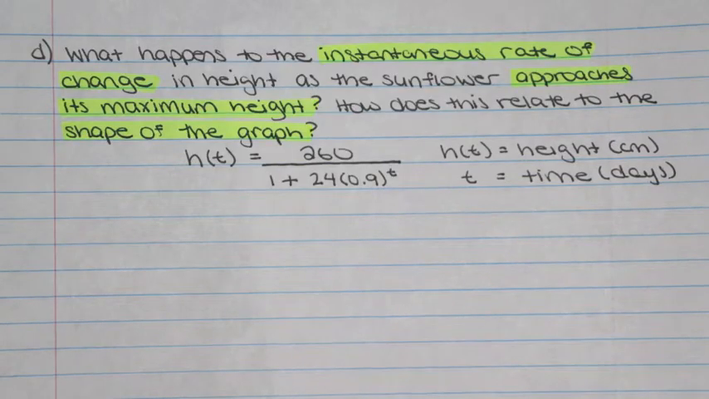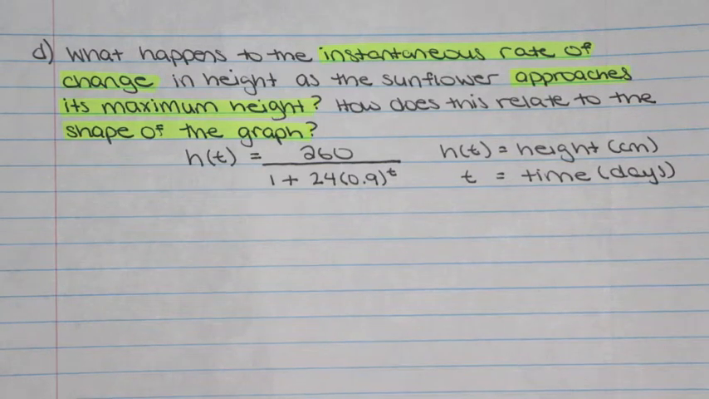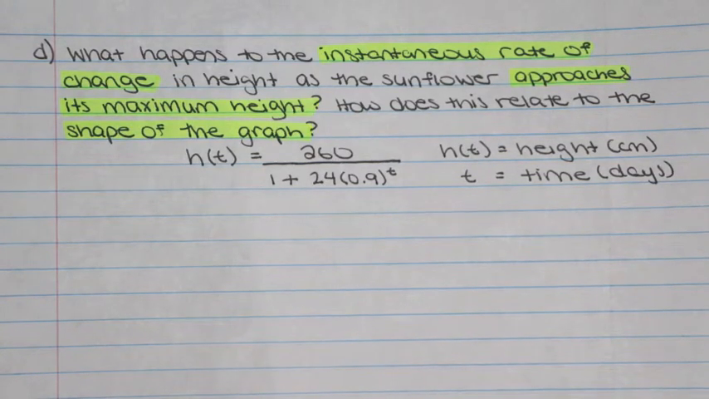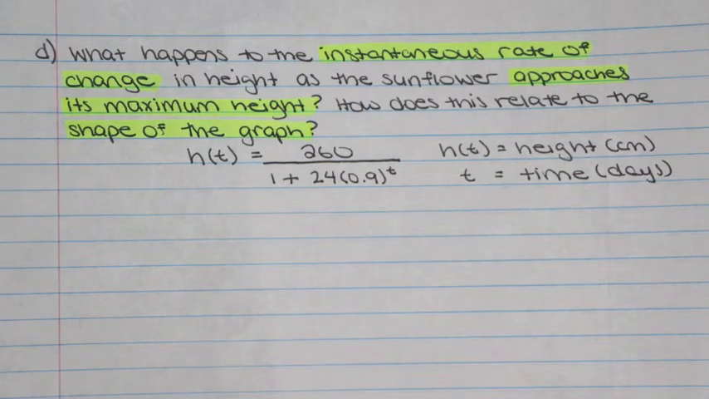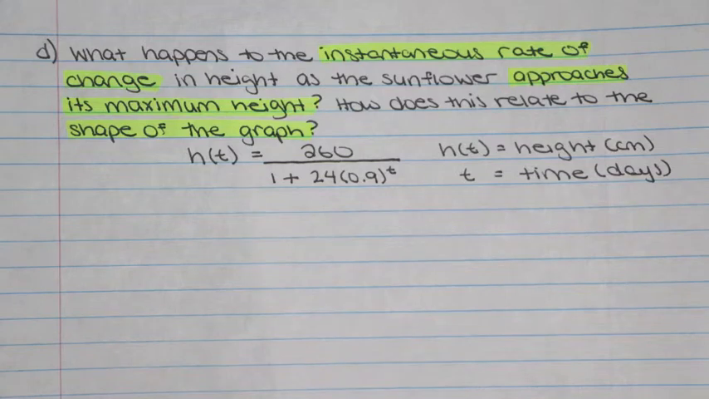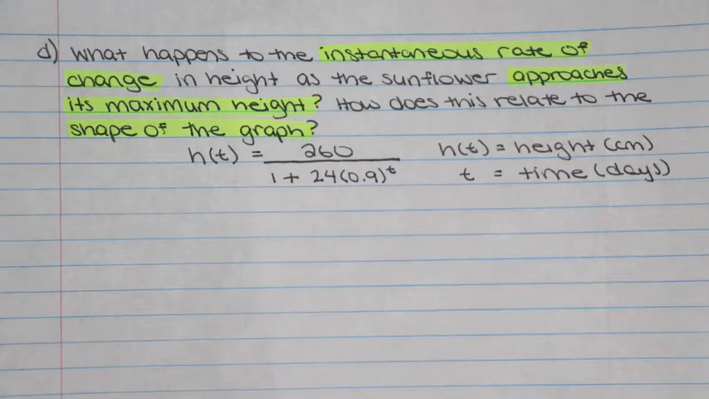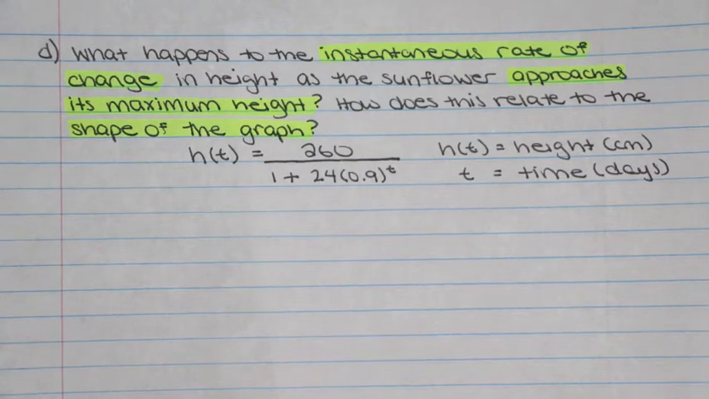Last but not least, I will explain to you how to answer part D. It says, what happens to the instantaneous rate of change in height as the sunflower approaches its maximum height? How does this relate to the shape of the graph? This question requires us to investigate and explain what happens to the growth rate as it approaches its maximum height.